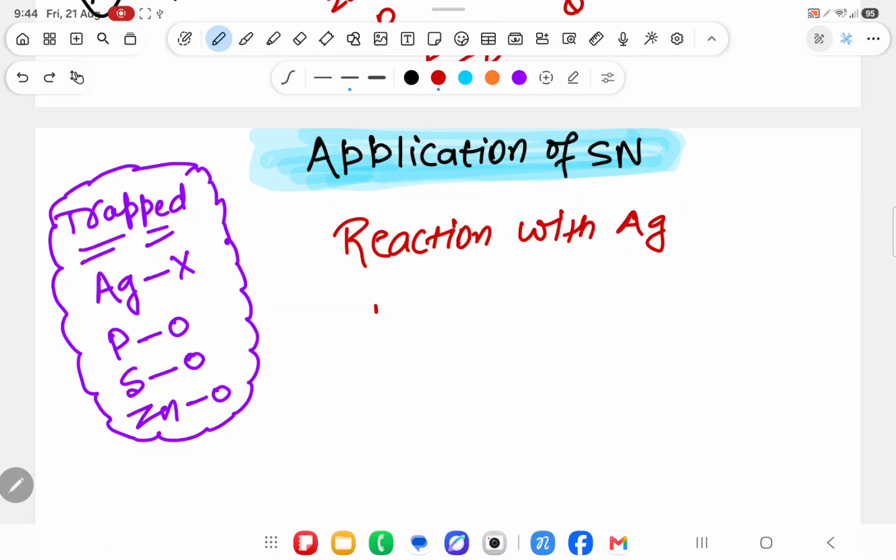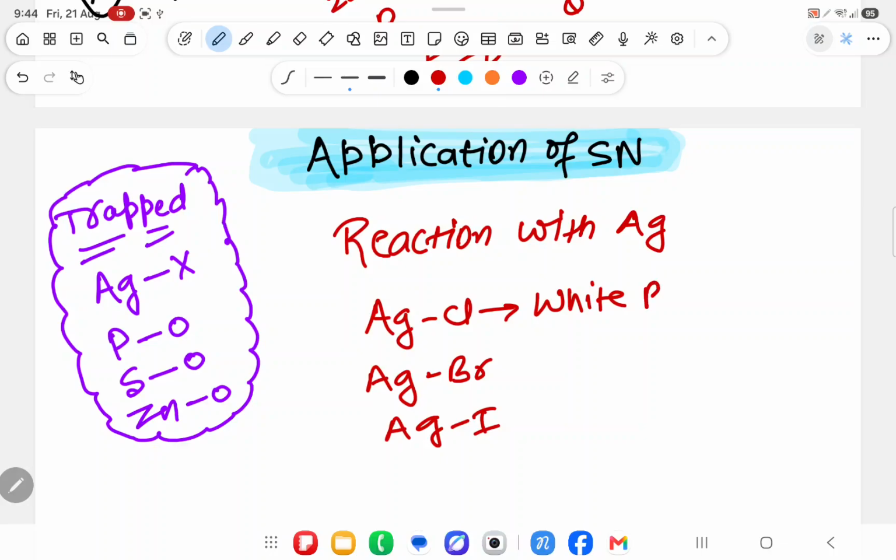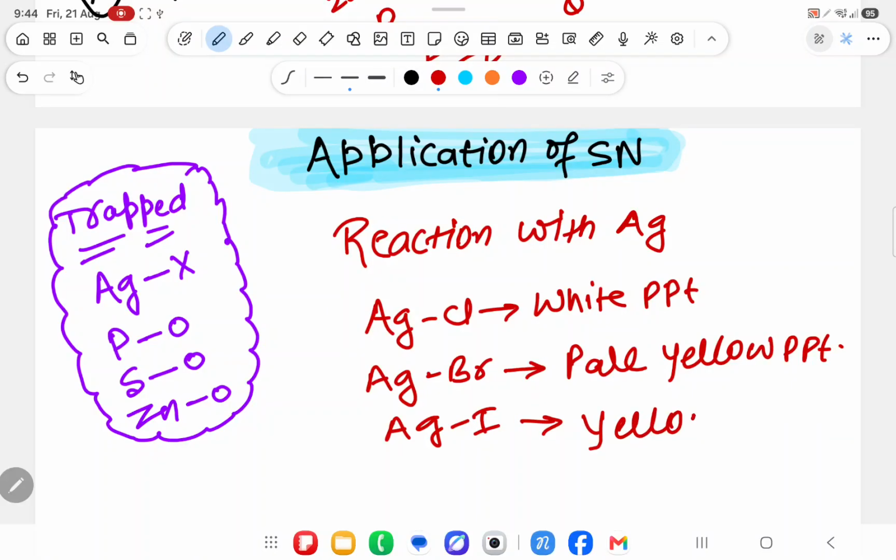So it may be you will get AgCl, you will get AgBr, you will get AgI. The color of AgCl is white precipitate. The color of AgBr is pale yellow precipitate. And the color of AgI is yellow precipitate. Understood this part? Yes sir, understood.